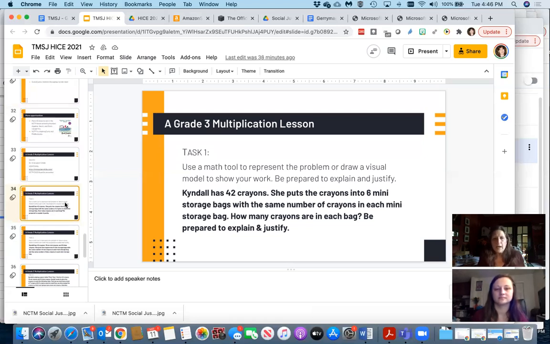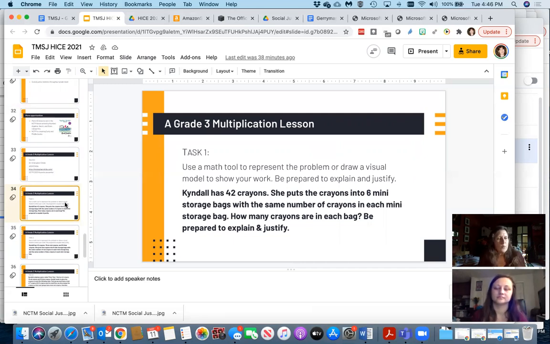And he said, here's the problem. Kendall has 42 crayons, and she wants to put the crayons into 6 mini storage bags, with the same number of crayons in each mini storage bag. So how many crayons would there be in each bag? Be prepared to explain, justify. And so he said, using any math tools to represent the problem, draw visuals.